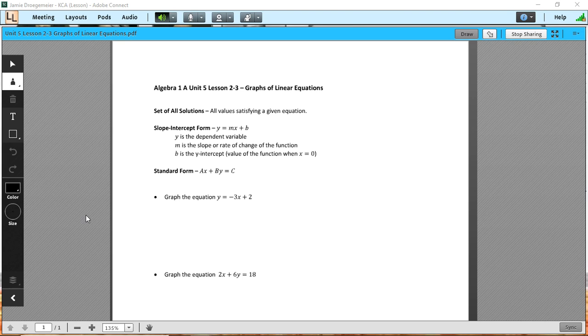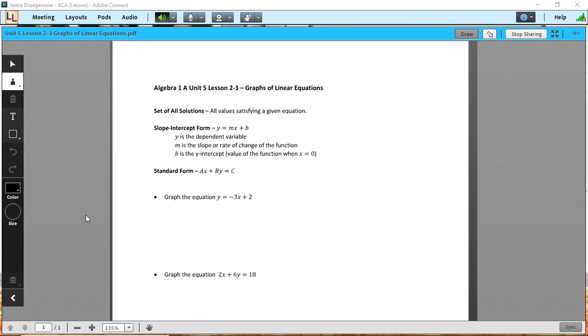Today we're looking at lessons 2 and 3 in Unit 5, graphs of linear equations. We're just going to start talking about what those graphs of linear equations look like, some different forms that the equations can take. So we're going to start with a little bit of vocabulary.